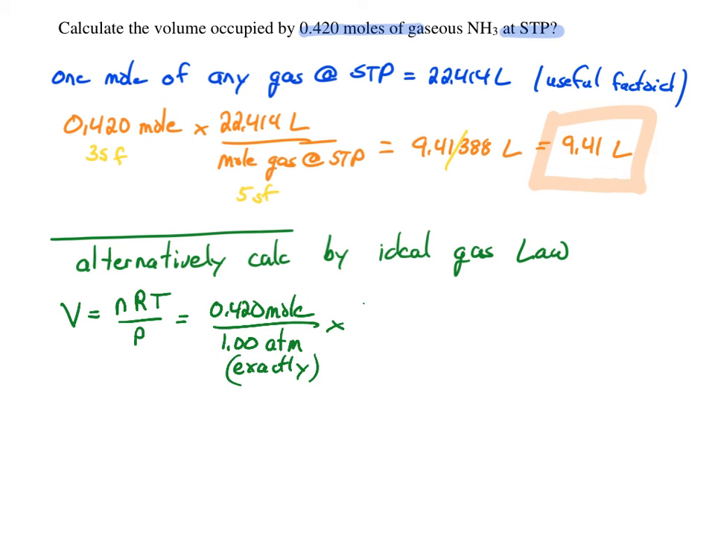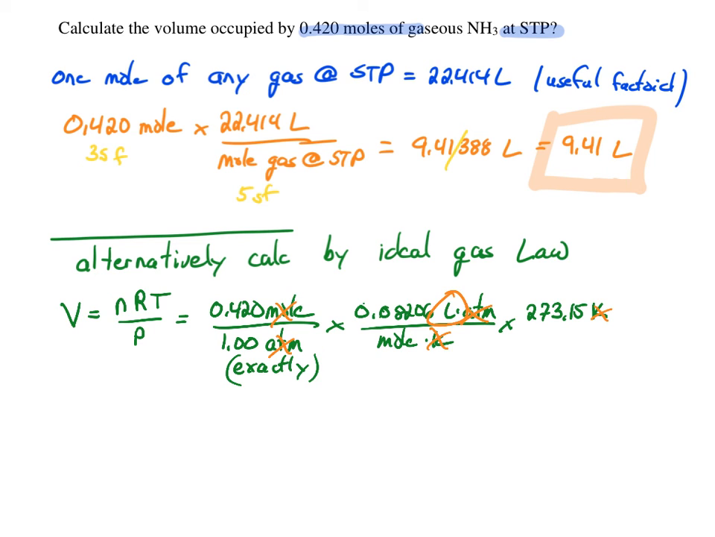We'll multiply by R. Units are liter atmospheres per mole K. Our temperature at STP is 273.15 Kelvin, and that's everything. So let's check our units first. Our units should work. The only one that survives is liters, which is what we want.